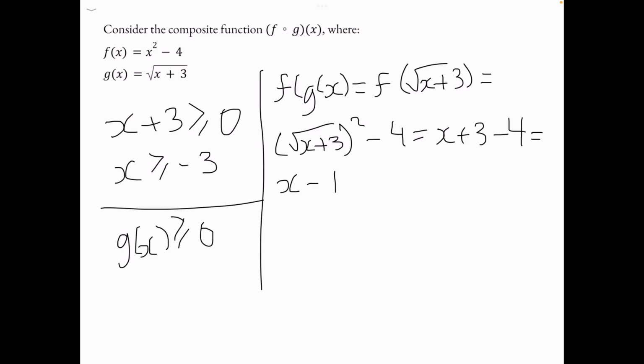Finally, we can find the range of f of g. The range of f of g, being all real numbers, is a property inherited from the linear function f(g(x)) is equal to x minus 1, which can produce any real number as its output for any valid input.